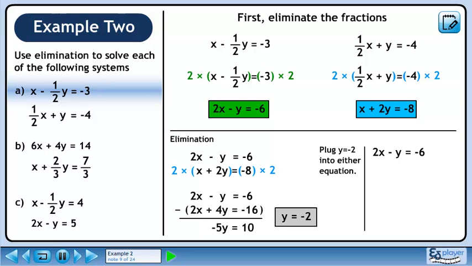Now plug the y value of minus 2 into either equation. We'll use 2x minus y equals minus 6 for this example. Plugging in minus 2 for y gives 2x minus minus 2 equals minus 6. The double negatives become a positive, so we get 2x plus 2 equals minus 6.